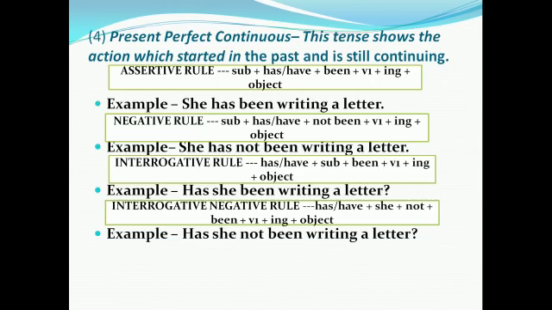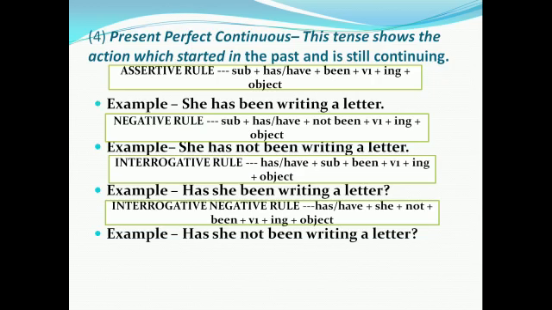So, let's see how. She has been writing a letter. You can add the time also with it. Since morning. It has been raining since evening. That means it started in the evening and it is still continuing. She started writing in the morning and she is still writing. So, an action which started in the past and is still continuing.